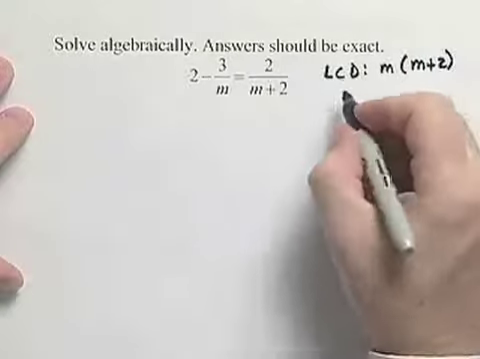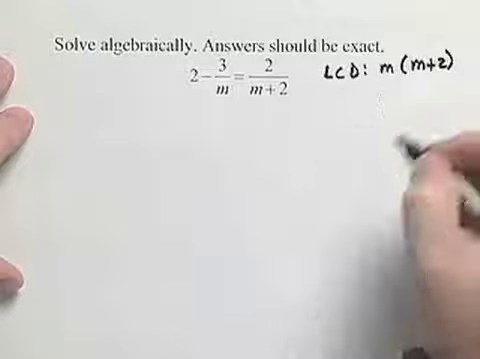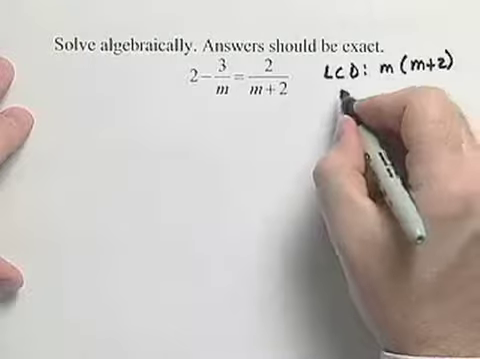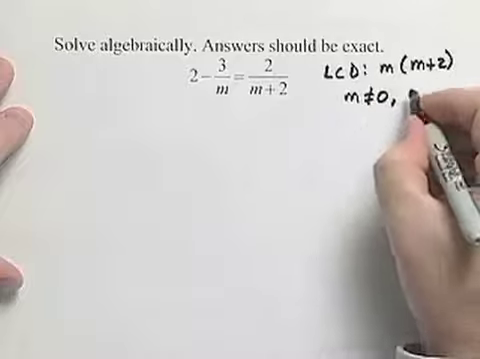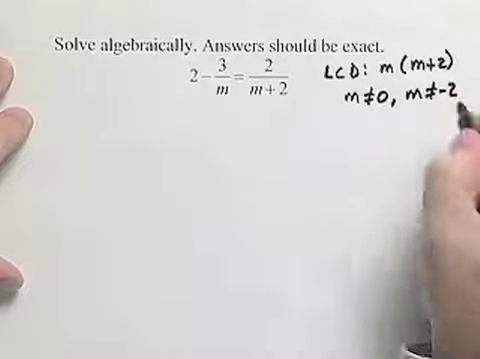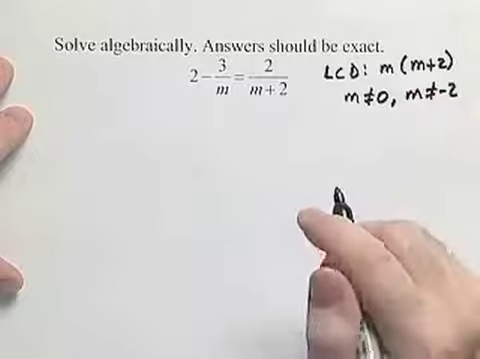It's also nice to write your restricted values at the beginning so you can compare those to your solutions later. We know from this that m cannot equal 0 and m cannot equal negative 2. Those are our restricted values.